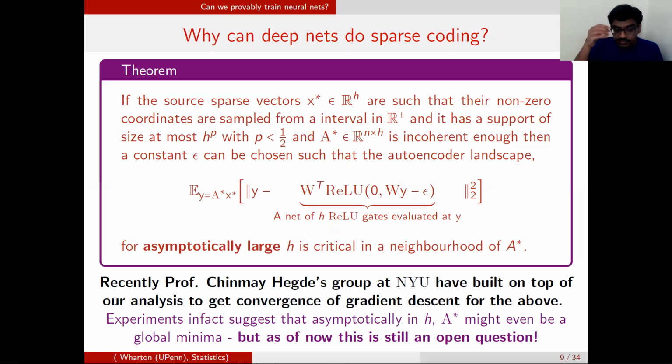And building on this, Chinmay Hegde's group at New York University were able to show about a year later that gradient descent actually converges. They essentially used our computation and were able to improve on it to get a convergence of gradient descent. But it is still an open question to show that the original dictionary is actually a global minimum of the autoencoder loss function. This part is still open. So this is one kind of research.